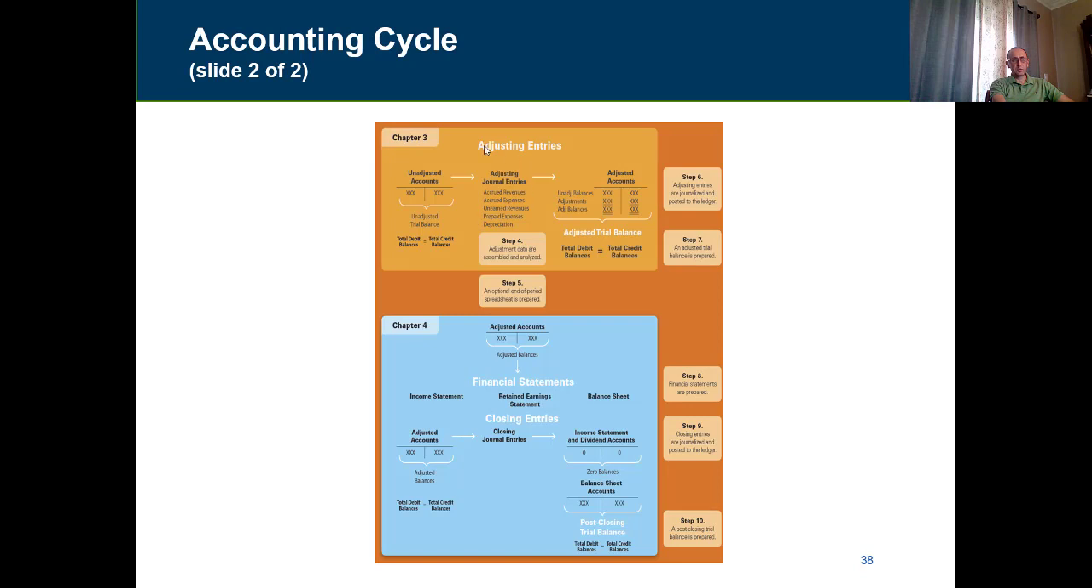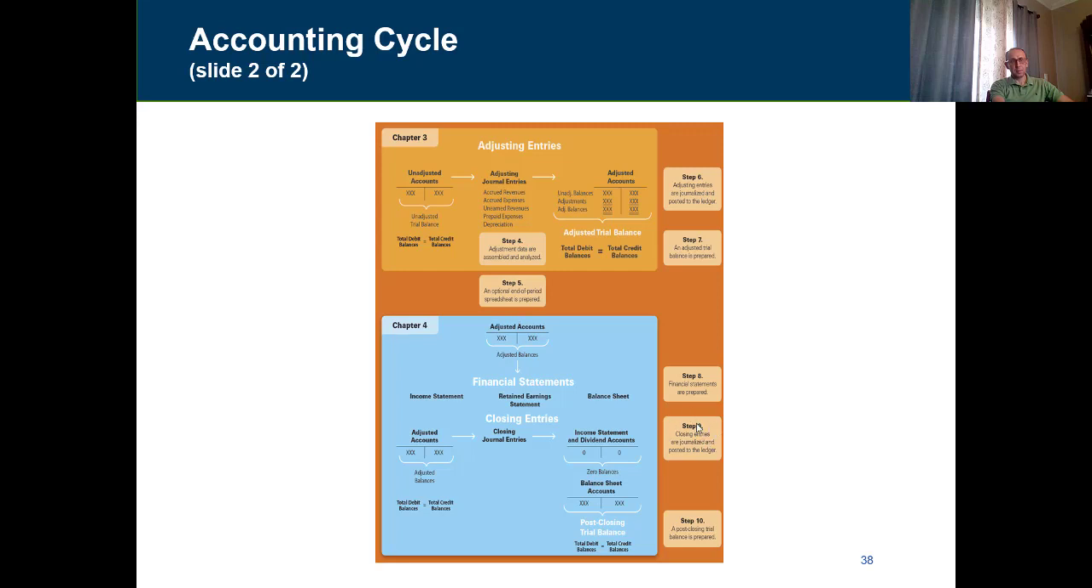In chapter 3, this is where we had the adjusting entry, so you can see that adjustment data are assembled and analyzed. And then we had this optional end of period spreadsheet or Excel sheet, which we didn't prepare. It's available in the book, I believe in the appendix, but we didn't go over that. And then we went over step number 6, where the adjusting entries are journalized and posted to the ledger. And then in step number 7, we prepared the adjusted trial balance. And then in chapter number 4, the financial statements are prepared, and we've seen how we prepare the financial statements using the spreadsheet.